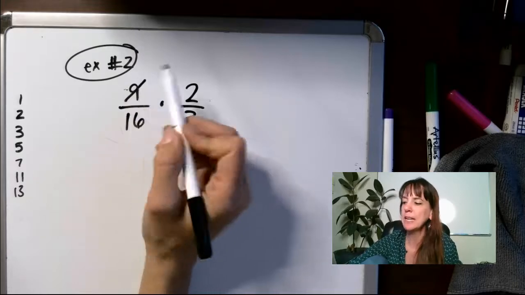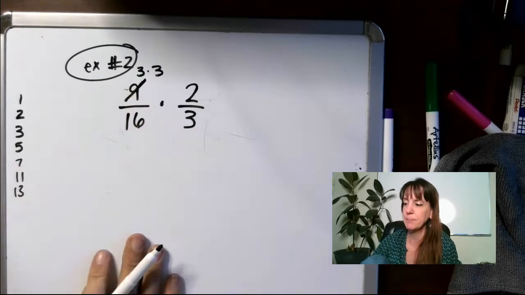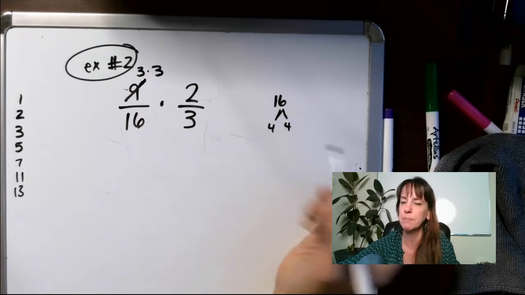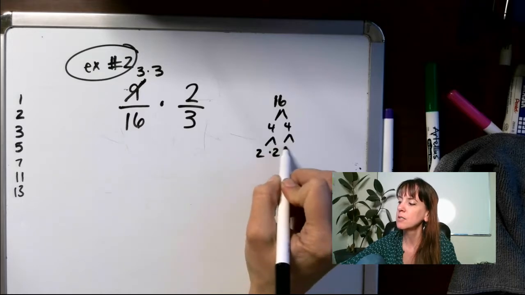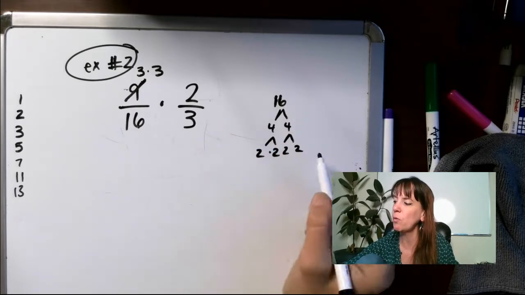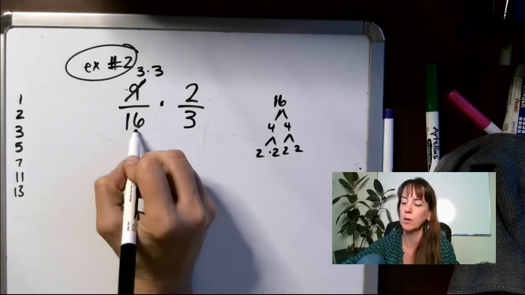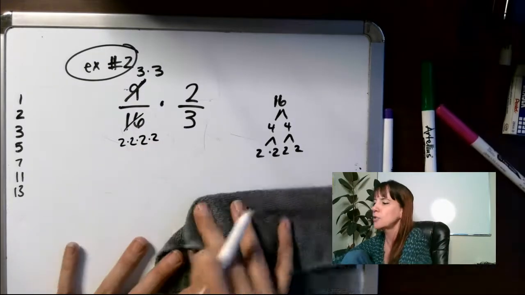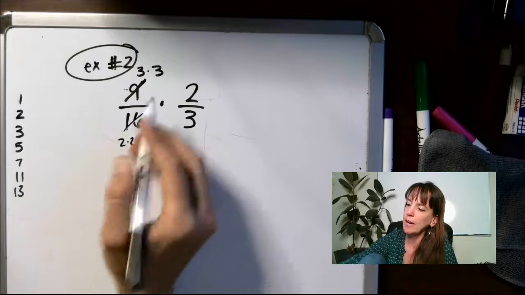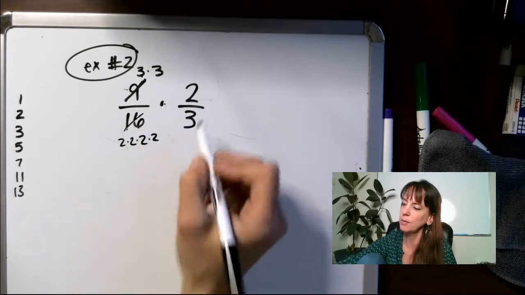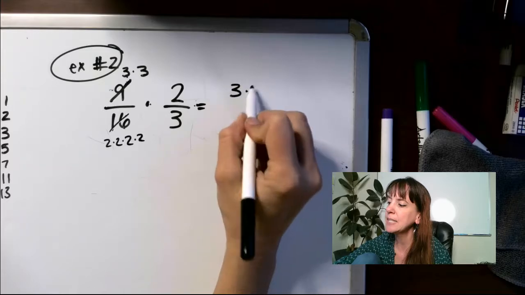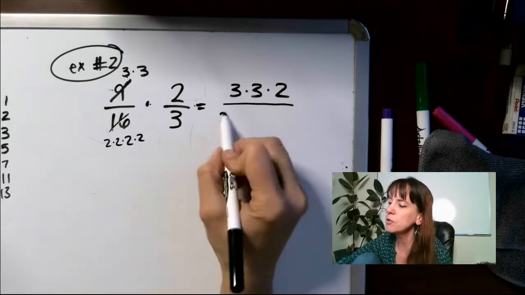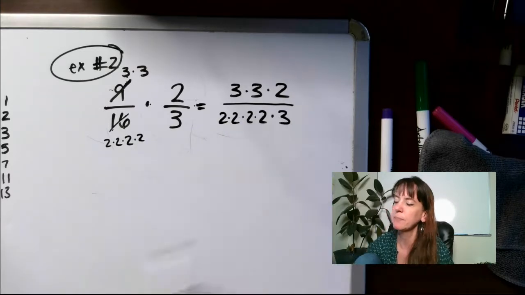Well, 9 can be broken down into 3 times 3. 16 can be broken down to, and this is a good one to remember, 4 times 4, but that's not prime, so 2 times 2 times 2 times 2. So 16 is 2 to the 4th power, or we're just going to say 2 times 2 times 2 times 2. All right, so I'm going to rewrite this. At the top now, I have 3 times 3 times 2. You don't have to specifically put it in order if you don't want to. On the bottom, I have 2 times 2 times 2 times 2 times 3.